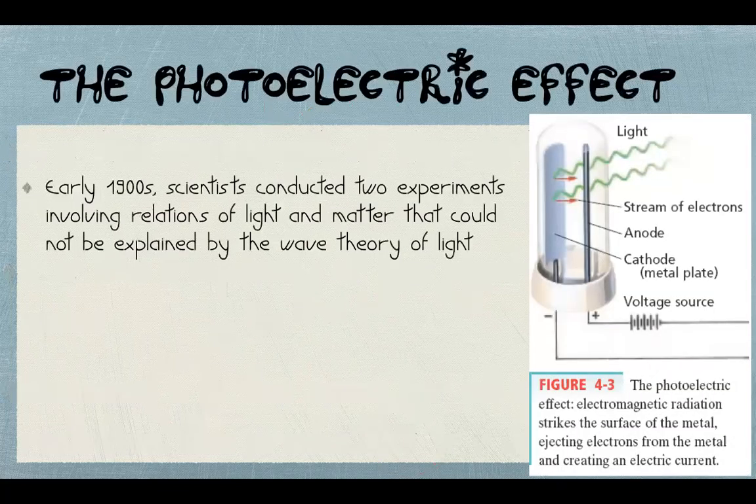Okay. Here's where the problem starts. In the early 1900s, in the early years of the 20th century, scientists conducted 2 experiments involving the relations of light and matter that could not be explained using the wave theory of light. So up until this point, scientists all agree that light is a wave, but this experiment is going to give them weird results, just kind of like how I explained in the tutorial videos before about Rutherford's experiment and what they expected to see versus what they actually saw.